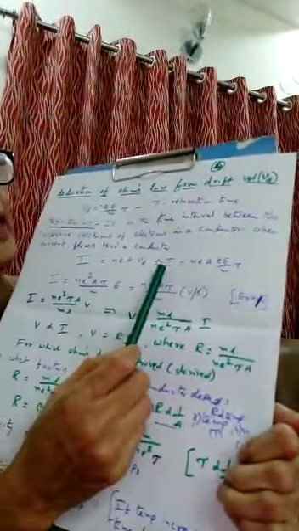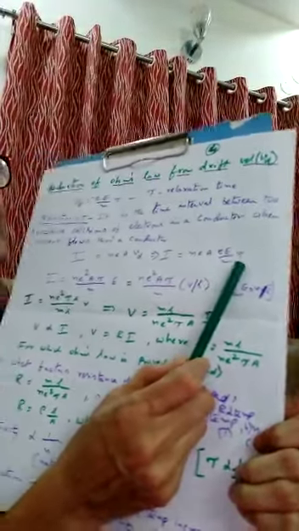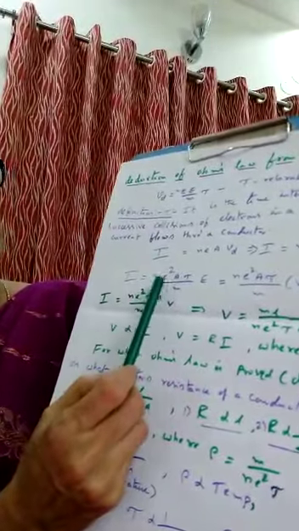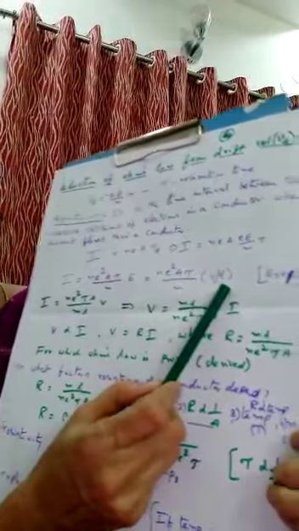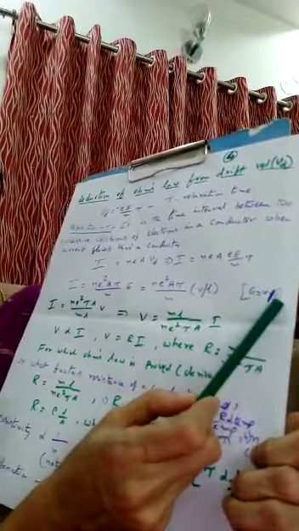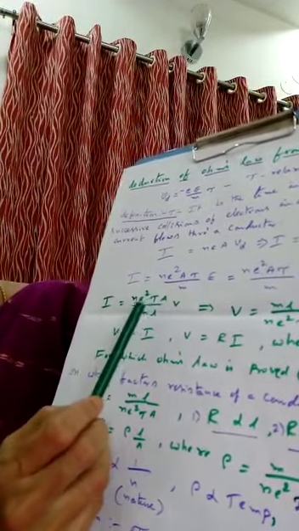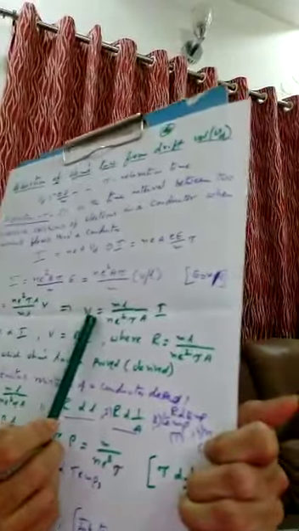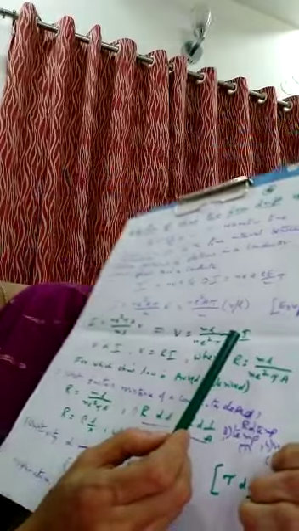Then we get I is equal to NEA Vd, and I is equal to NEA into eE by m into tau. We have substituted the value of Vd. So we got I is equal to Ne square A tau by m into E. What is E? E is equal to V by L, you know that. So I is equal to Ne square tau A upon mL into V, or V is equal to mL upon Ne square tau A into I.